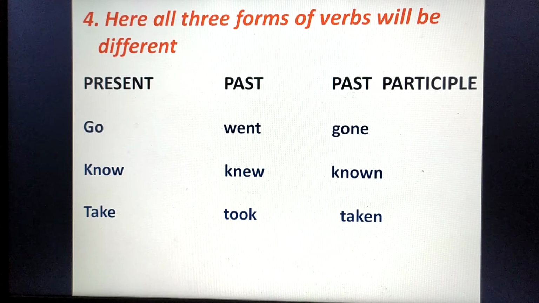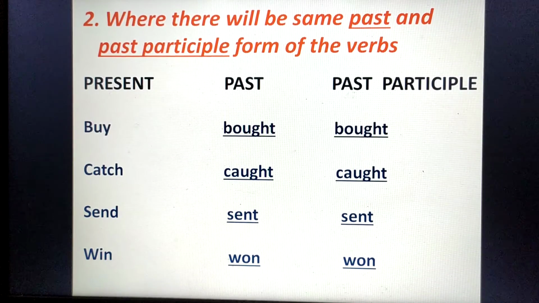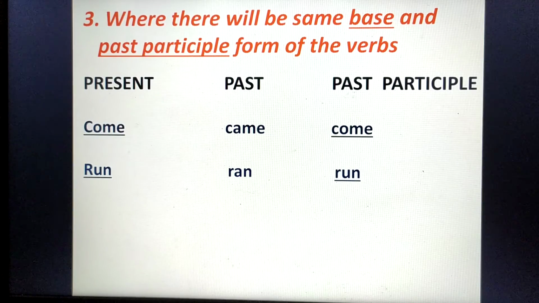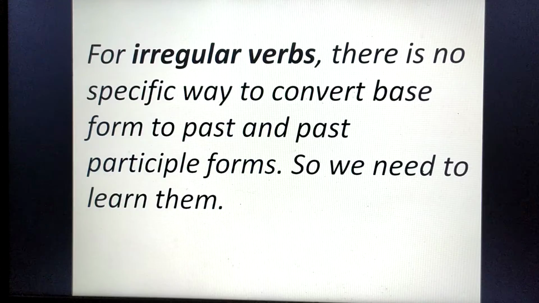So it was all about how we can form irregular verbs. What we learned here is that first we can divide them into 4 parts. We cannot use any fixed pattern to form them. First, all verb forms are the same. Next, the past and past participle are the same. Then the base form and past participle are the same. And the fourth and last one is where all forms are different.